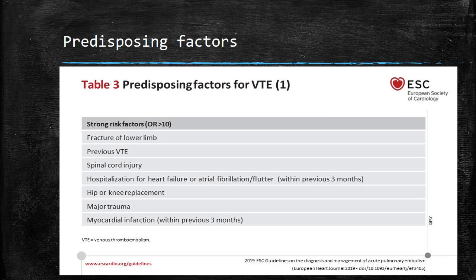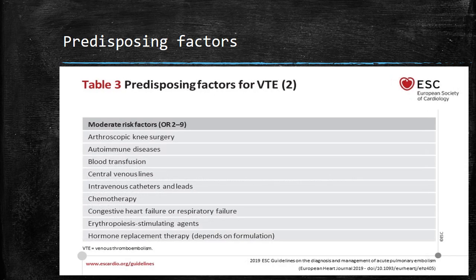History of hip or knee replacement within 1 month, and major trauma within 1 month, and myocardial infarction within 3 months. Moderate risk factors include arthroscopic knee surgery, autoimmune diseases, for example, systemic lupus erythematosus, many more, blood transfusion, central IV cannulations. Basically, central venous cannulations for prolonged periods are major risk factors for the pediatric population for pulmonary embolism. And intravenous catheters and leads, chemotherapy for cancer, congestive cardiac failure or respiratory failure.